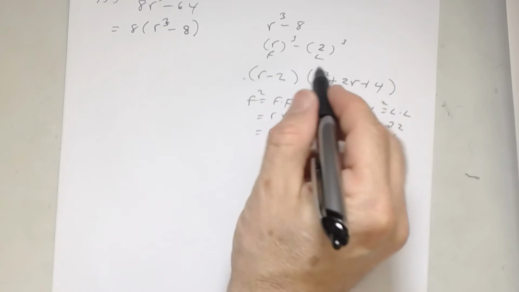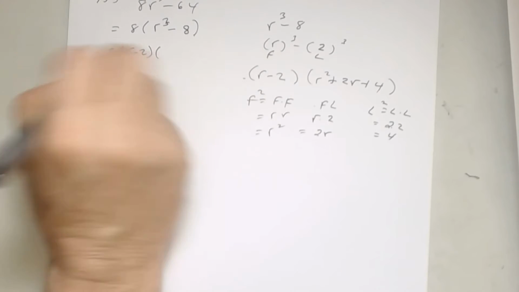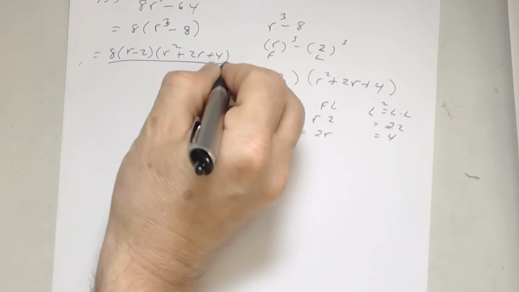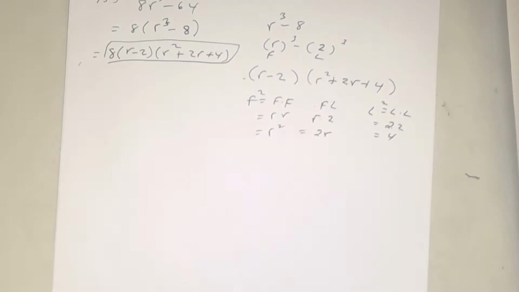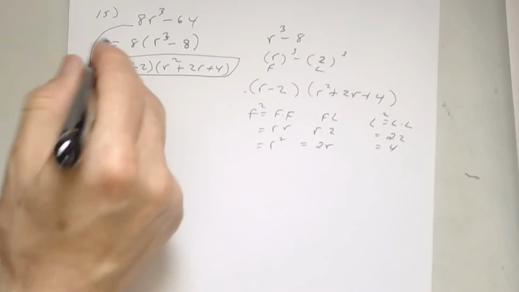But remember, there was a GCF of 8, so what's the answer? 8 times R minus 2 times R squared plus 2R plus 4. Okay. Now, that same problem, some of you are not careful and you don't think about the GCF right away. But if you look at 15, right off, the way it looks, it is the difference of two cubes, because I can write 64 as what times itself 3 times? 4. Okay, so I want to show you what you're going to have to do if you don't take out the GCF in this case.